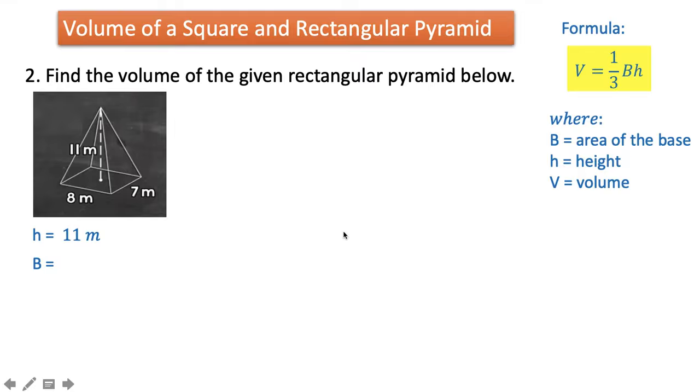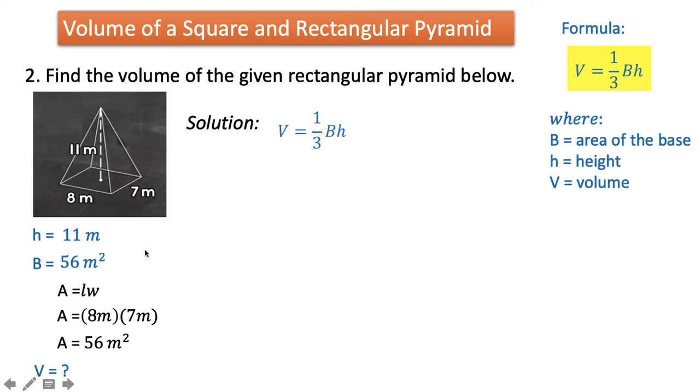since the base is the area, or this B here is the area of the base, and our base is a rectangle, recall that the formula for the area of a rectangle is length times width. Our length here is 8 meters, our width is 7 meters, 7 times 8 is 56 meters squared, and that is the area of our base, 56 meters squared. And our volume, that's what we're going to find.